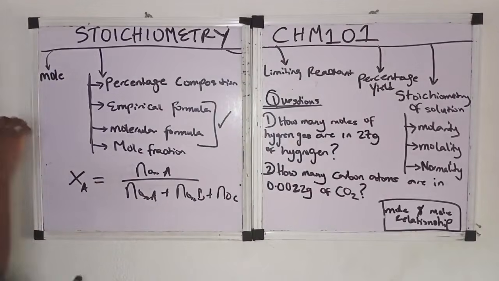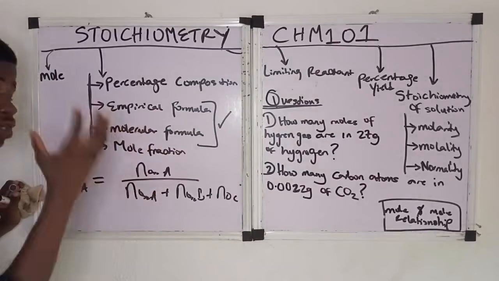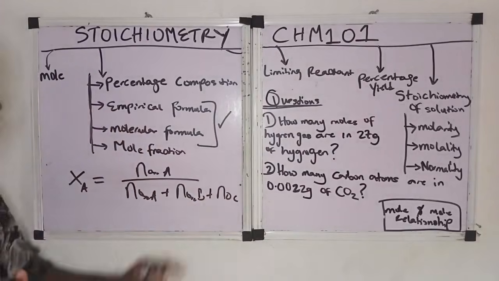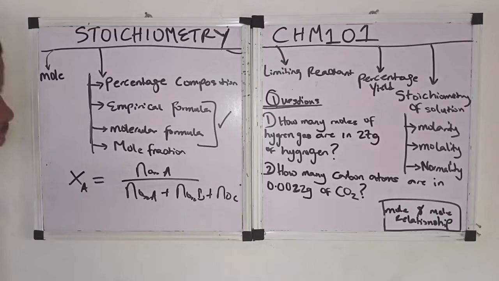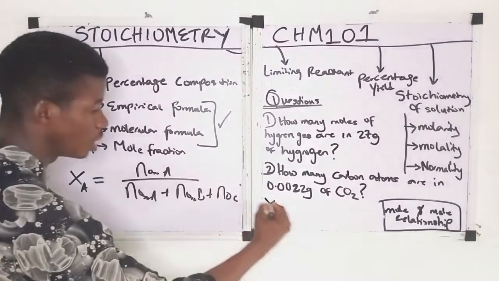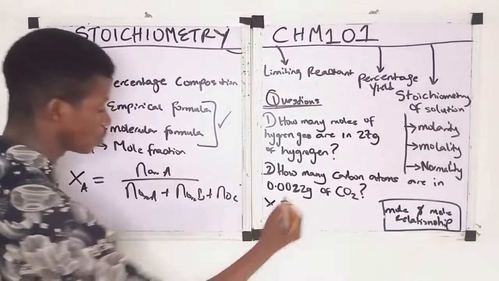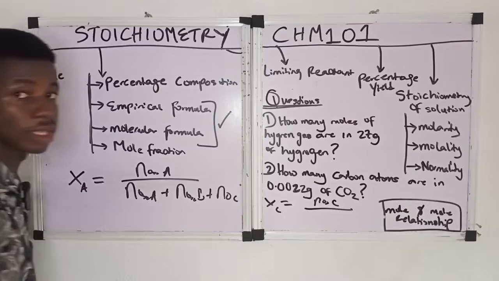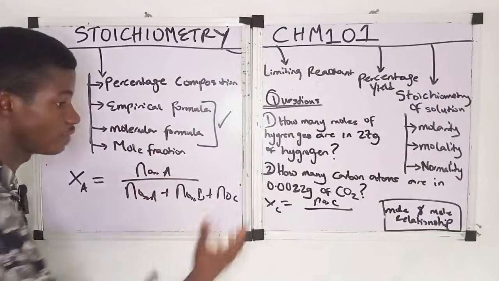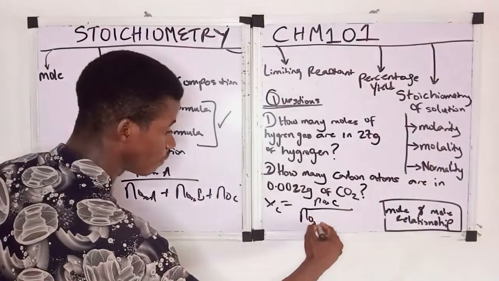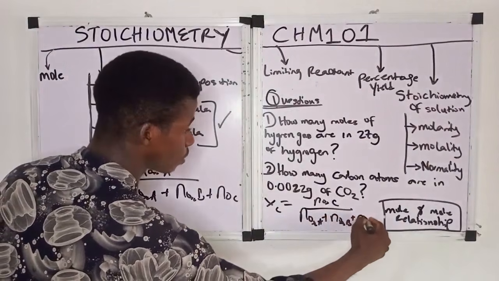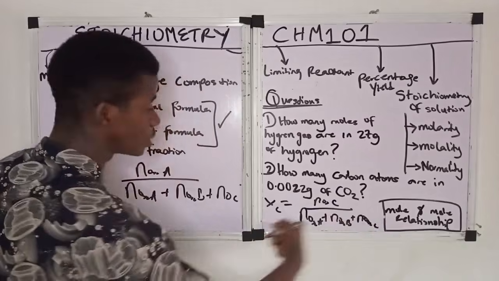This is the mole ratio. Let's say for example they ask us to look for the mole ratio of component C. You just do it like this. The mole ratio of C is equal to the mole of C divided by the total mole of the components that make up the mixture. That is the mole of A plus the mole of B, then plus the mole of C itself. That is the total mole.